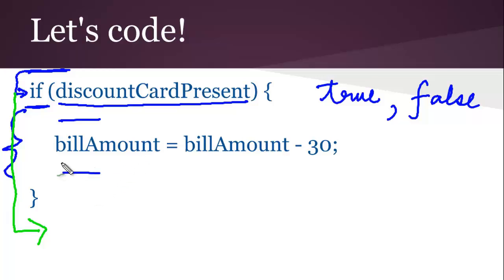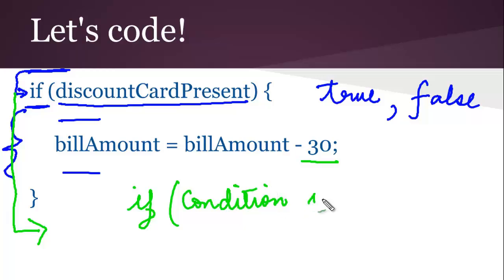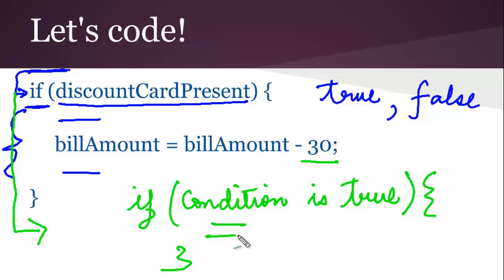Here what we are doing is deducting the bill amount by 30. So this is the point to be noted, that if the condition is true, then execute my set of statements. Otherwise just ignore it. Otherwise these set of statements will be ignored.